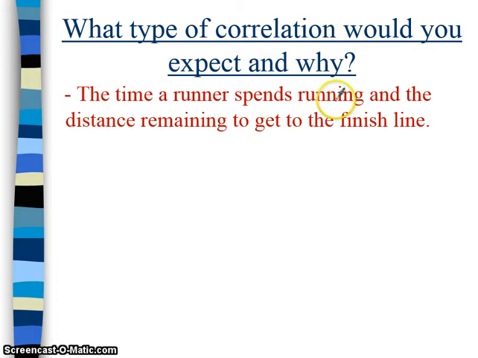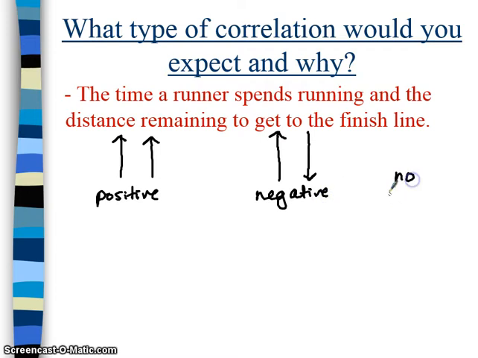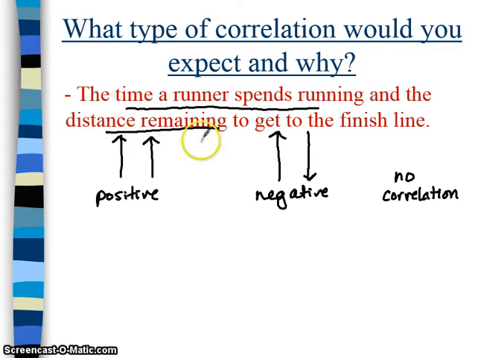The time a runner spends running and the distance remaining to get to the finish line. Do they increase together, which is positive? As one increases, does the other decrease? That'd be negative. Or is there no relationship, no correlation between these two items? So let's consider positive. The more a runner runs, the more distance it takes to get to the finish line. No. Let's try negative. The more a runner runs, the less distance that's left to the finish line. Yes, that's true, because the longer we run, the less distance it will take to get to the finish line. So that's a negative correlation.